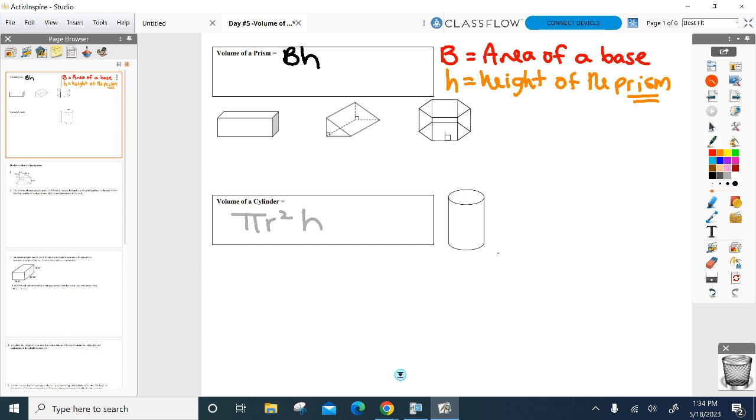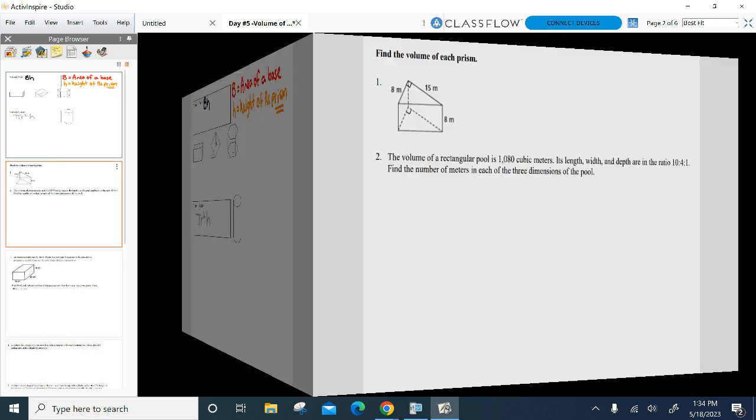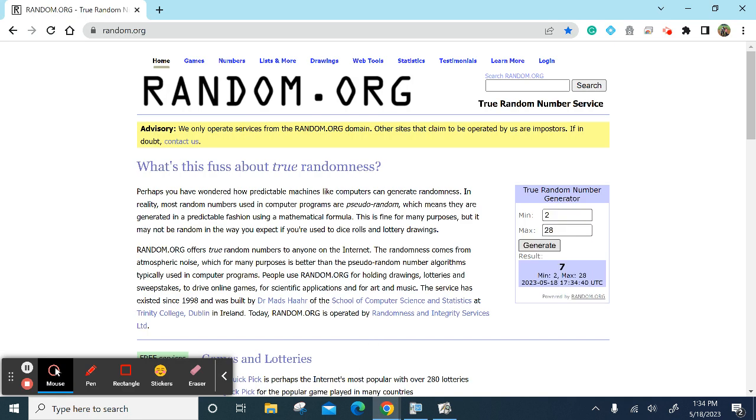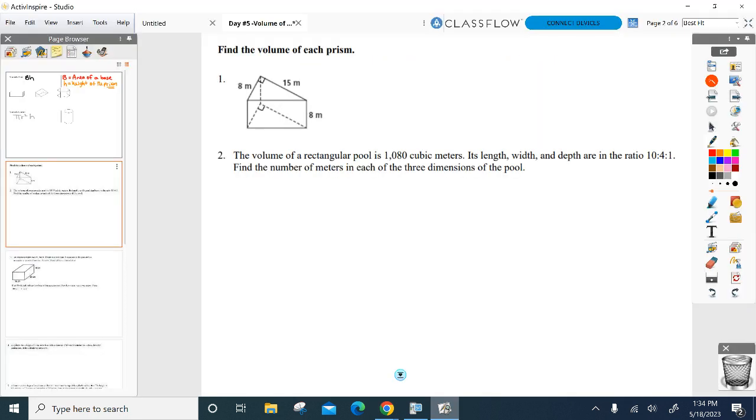All right, let's go to our first one. What is that, by the way? What is that, number 1? What's that figure? Triangular prism. Volume equals BH.